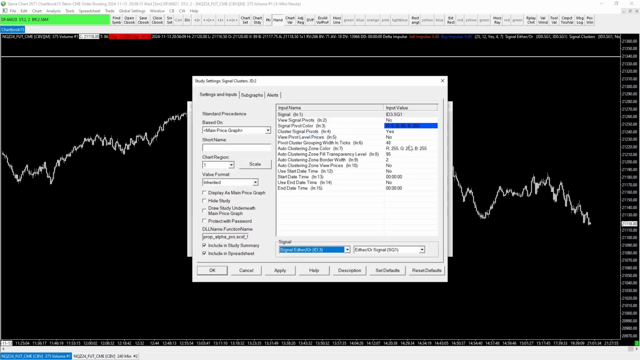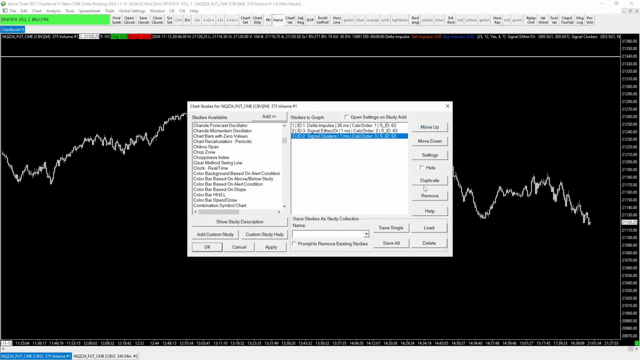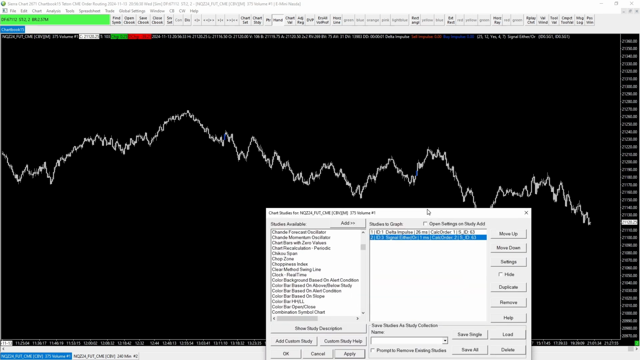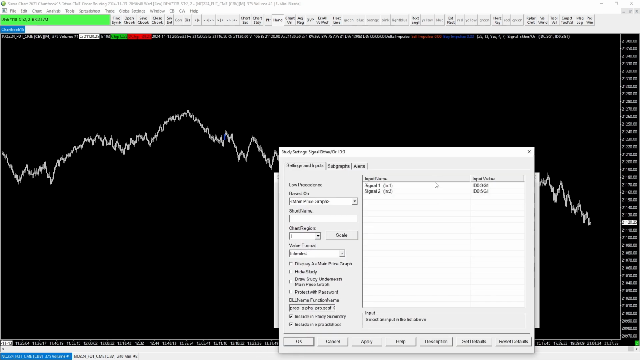But let's see. I don't know what's going on with this study. Maybe it's because the cluster grouping width is too wide. I gotta think. Let's see what is going on here. Remove signal either or. It's because I didn't plug anything into it. Sorry.